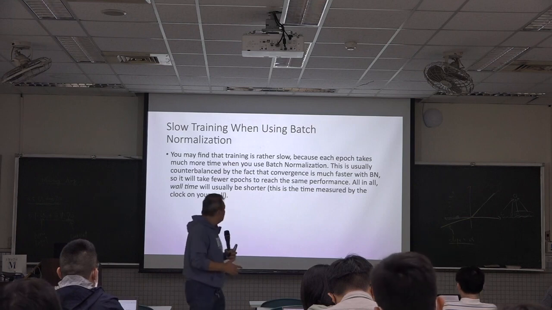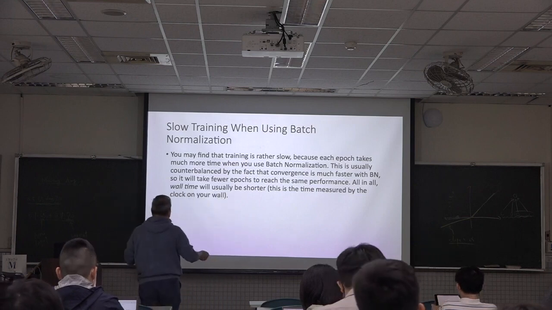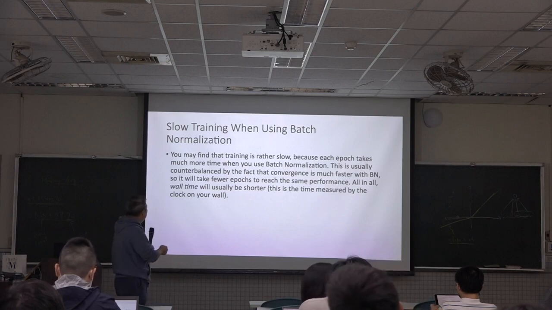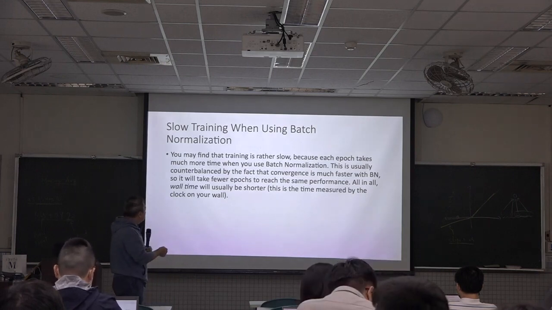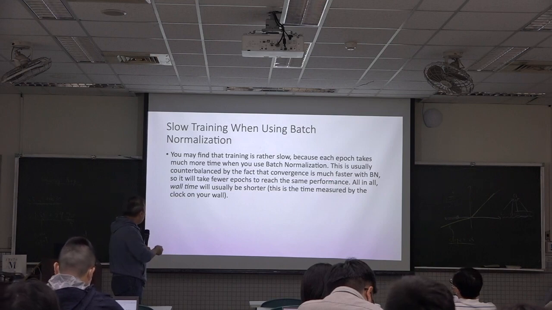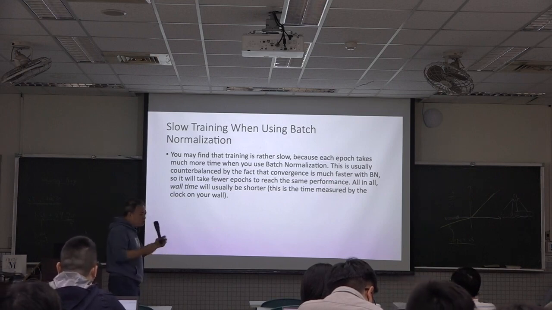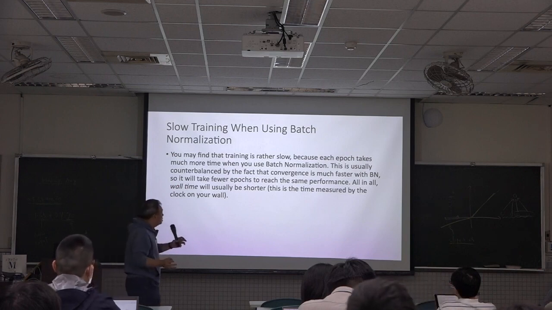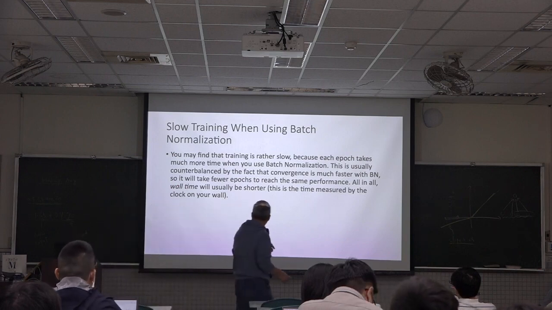So eventually, it will take fewer epochs to reach the same performance. So all in all, wall time will usually be shorter. Wall time for the training will be shorter. This is time measured by the clock on your wall.